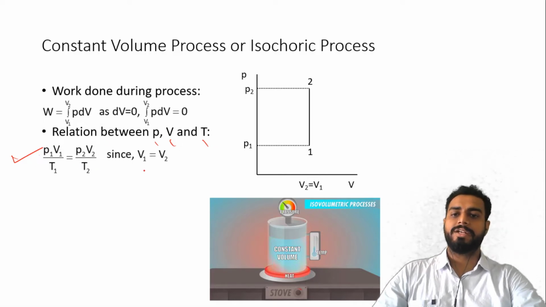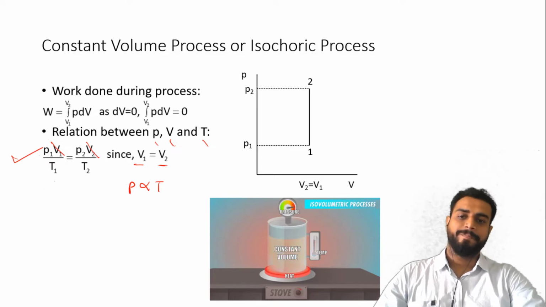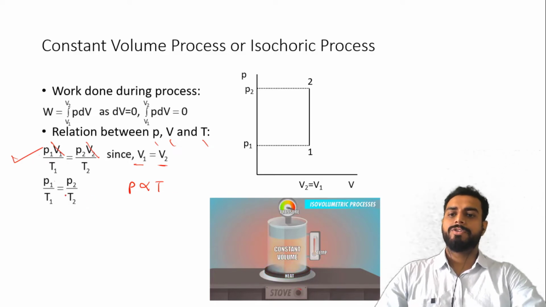Here you can appreciate that V1 and V2 are the same, so V1 and V2 will be cancelled out. So pressure P1 by temperature T1 is equal to P2 by T2, right? So also you can say that pressure is proportional to temperature when volume is constant, right? You can identify which law this is, whether it is Boyle's, Charles or Gay-Lussac. Okay, you can recall that. So that is the relation between P, V and T.